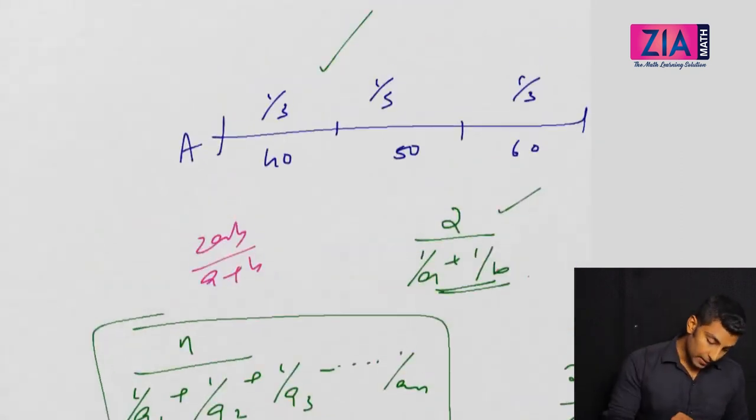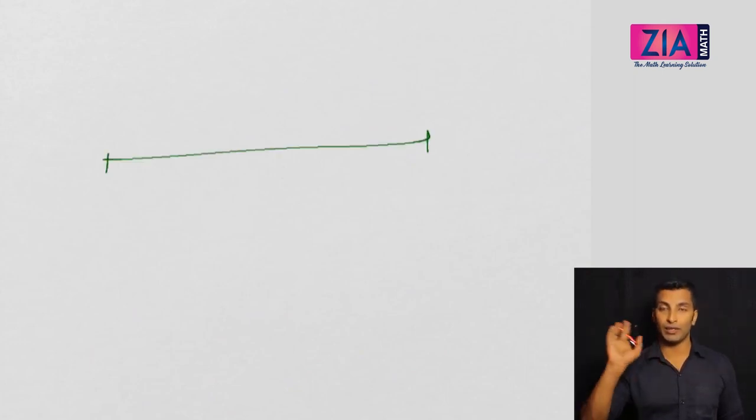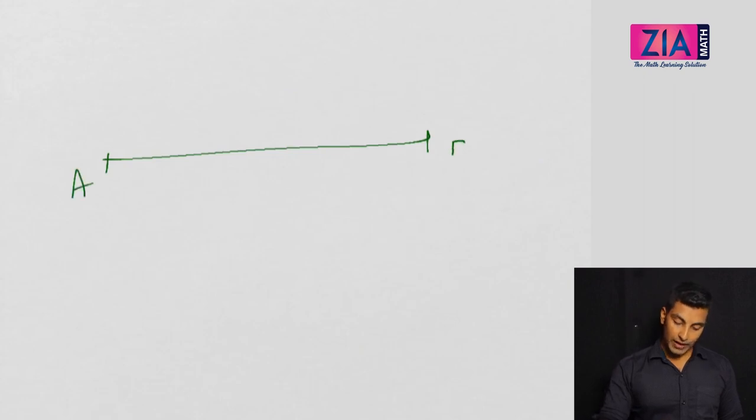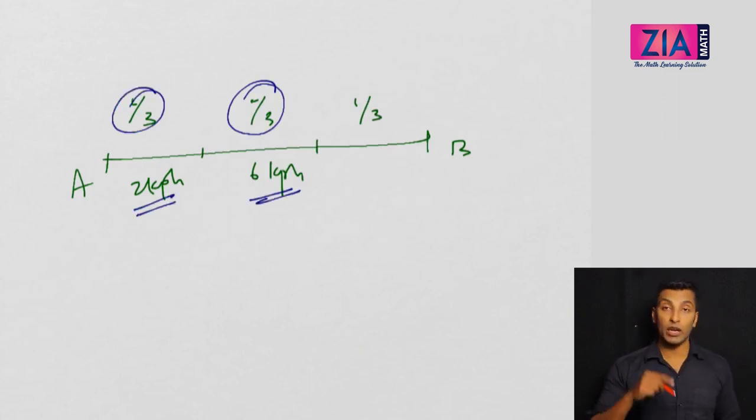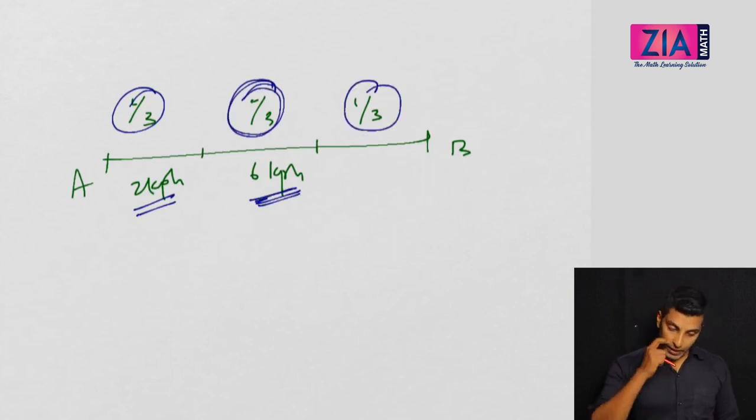Okay. Now you will get questions like this. Just take a situation. A to B distance you need to travel. So 1/3 you travel by walking, at 2 km per hour. 2 km per hour was your speed. Second 1/3 you are running. First 1/3 you are walking at 2 km per hour. Second 1/3 you are running at 6 km per hour. Third 1/3 you are cycling at 9 km per hour.